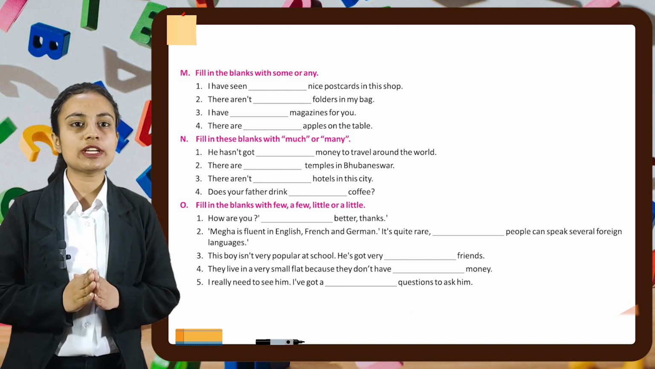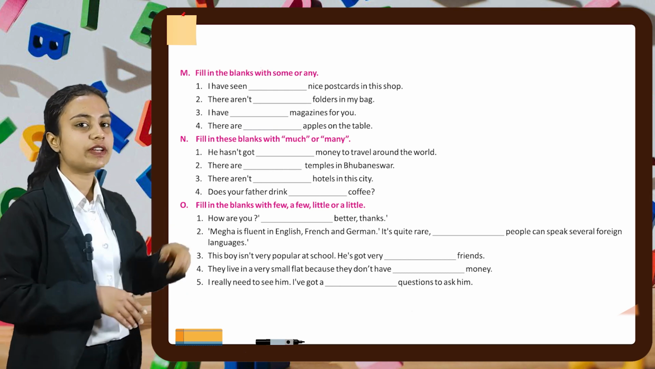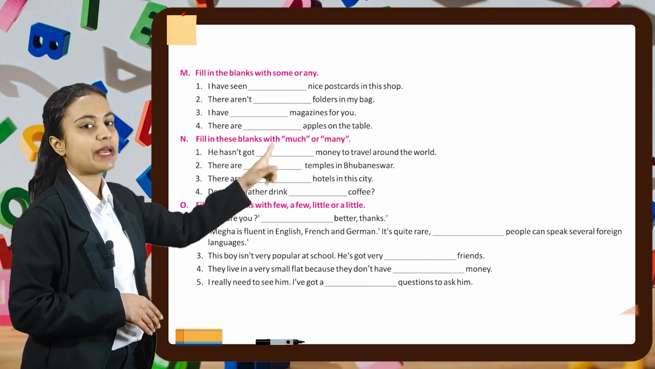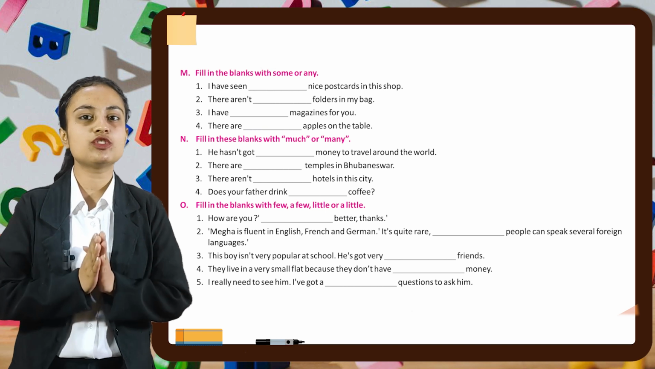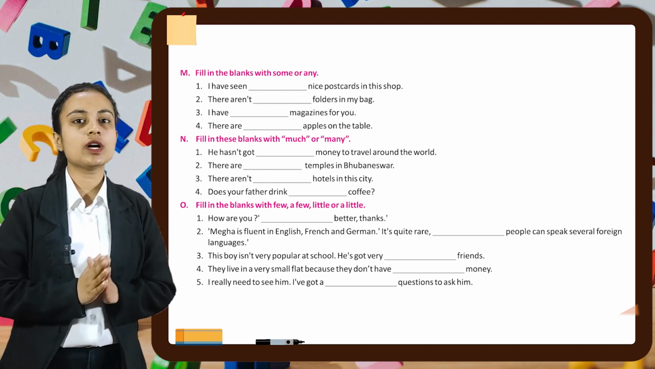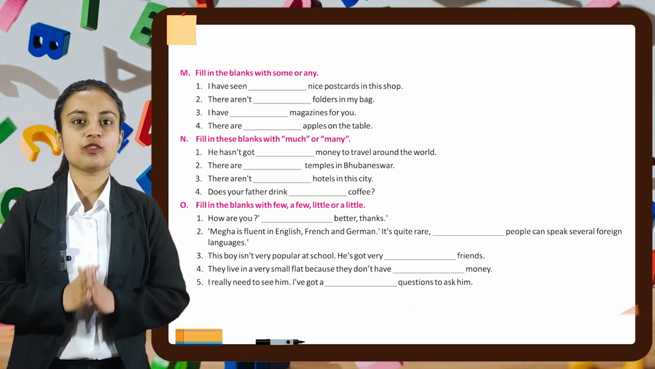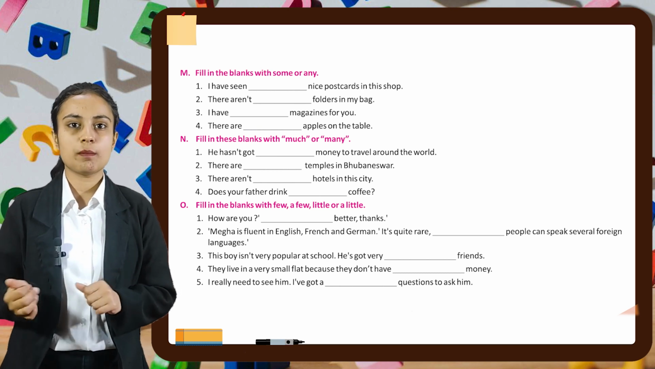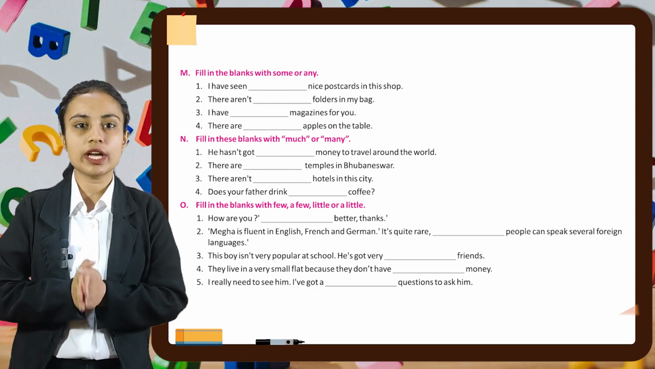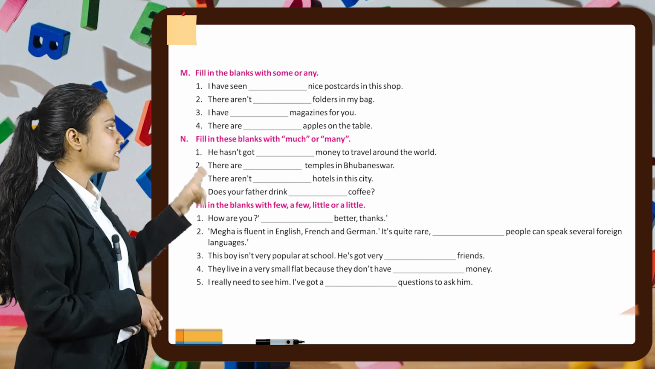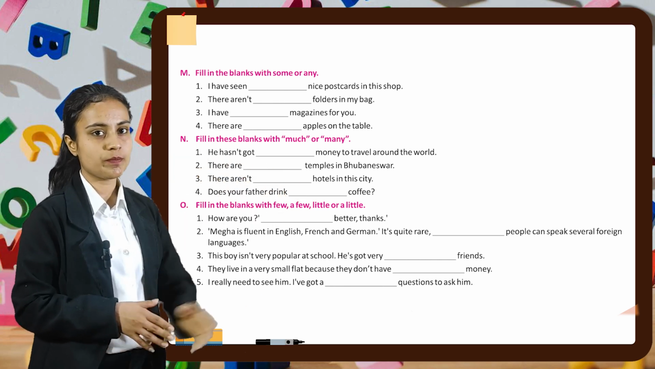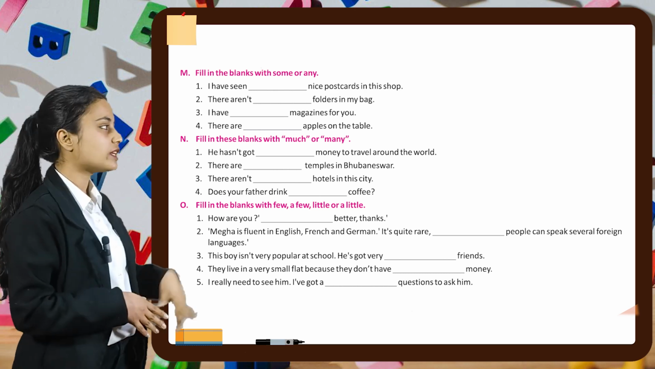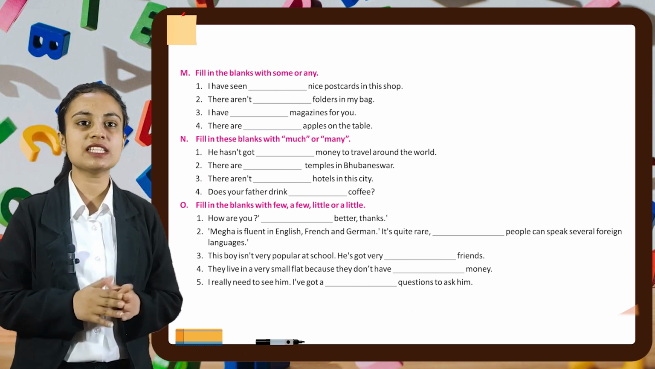Let's see another question. In this question we have to fill in the blanks with much or many. The first part is: he hasn't got dash money to travel around the world. Here we cannot count money. We can count the number of notes, but we cannot count money. So here we will use much. Our sentence will be: he hasn't got much money to travel around the world. In this way you have to do the rest of the three parts of this exercise by yourself.